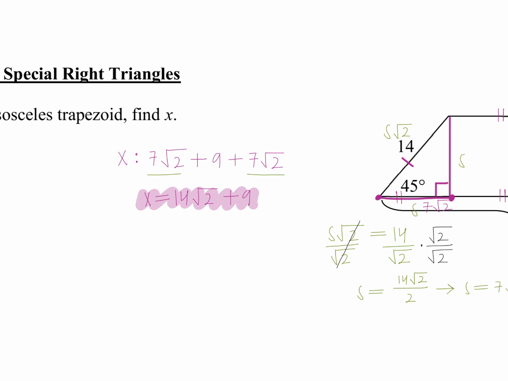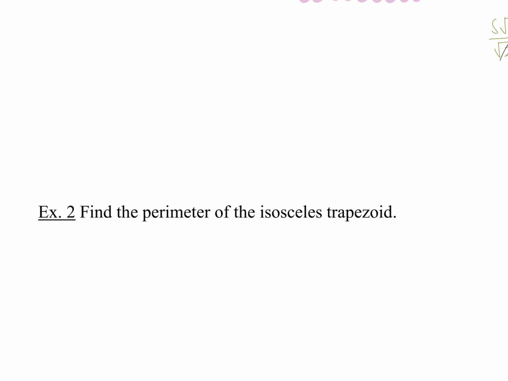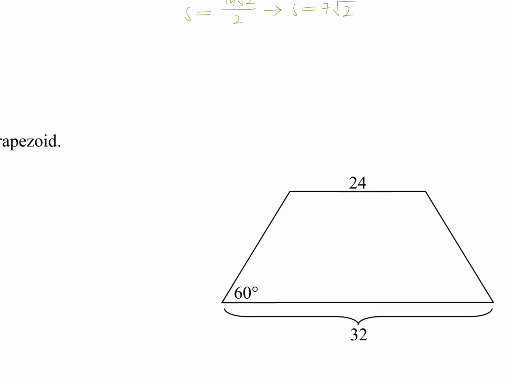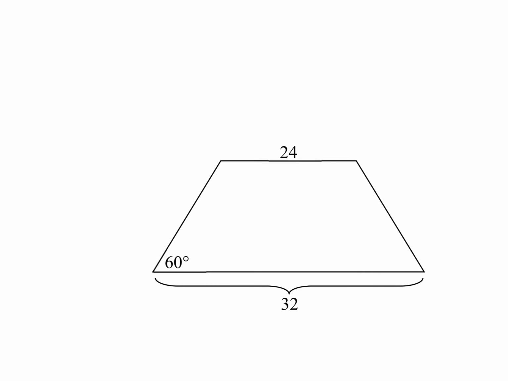Sorry, it was glitching. All right, now let's move on to number 2. Okay, and number 2, we are asked to find the perimeter of the isosceles trapezoid. Okay, so looking over here, remember perimeter just means we're going to add up all of our side lengths.